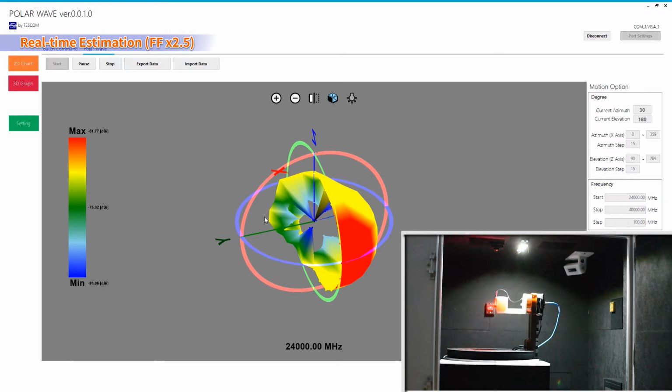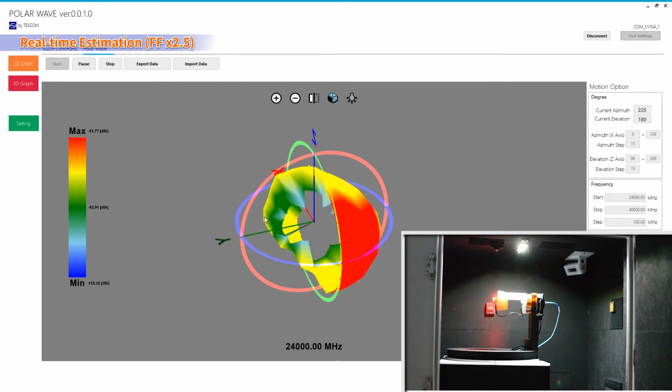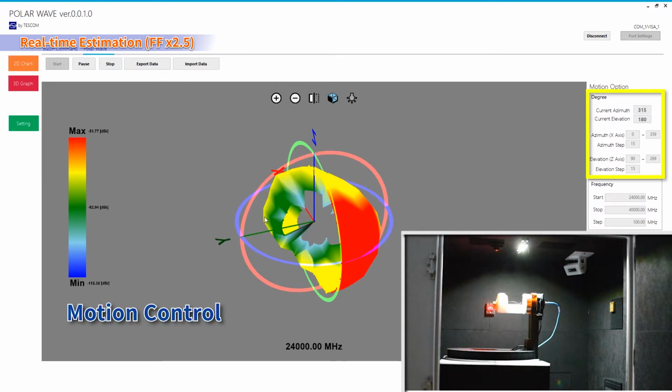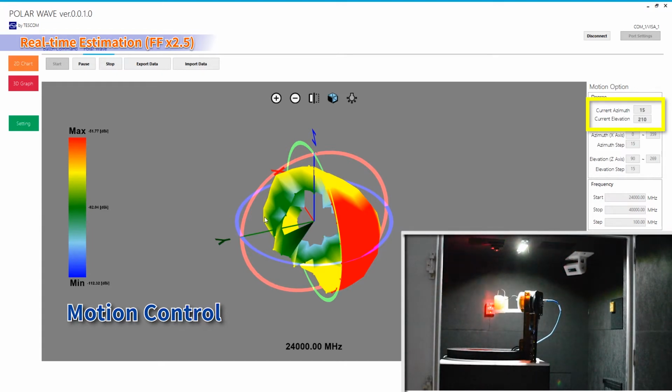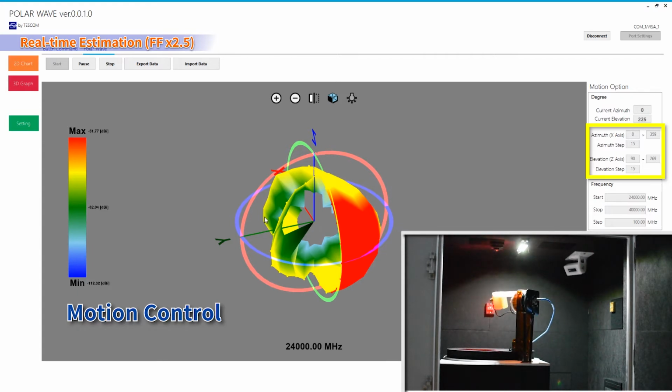Let's talk about the current screen while a presentational performance is running. On the upper right-hand side is a motion control panel that regulates the movement of the 3D rotator. The uppermost numbers are the current position of the test subject in two respective angles on the two-axis system. Below are the user preset angle values by which the subject rotates each time on the azimuth and after each cycle of azimuth on the elevation.